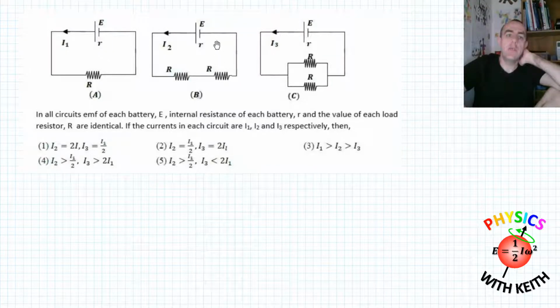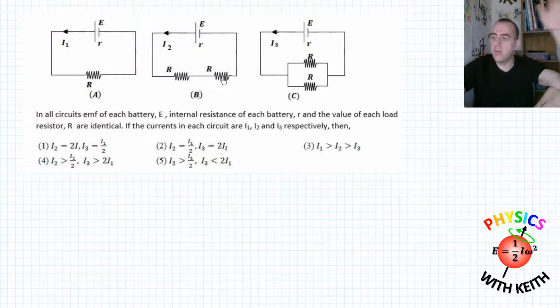So now look at the middle circuit. What is the total resistance in that middle circuit? Okay, there's two resistors with resistance R, and there's the internal resistor r. So when I add these resistances together, keep it simple, what do I get?